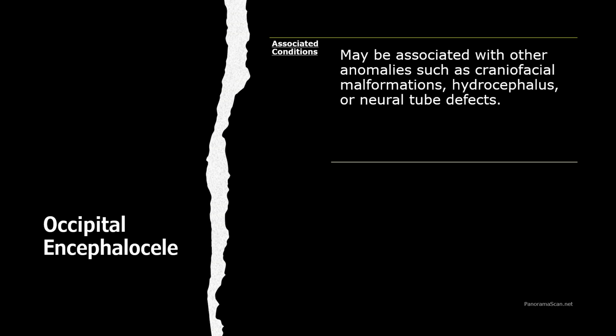skull defect. Hydrocephalus, which is characterized by an abnormal accumulation of cerebrospinal fluid in the brain, leading to increased intracranial pressure and enlarged ventricles. Other neural tube defects, such as spina bifida, which may indicate disruptions in neural tube development. Recognizing these associated conditions is crucial as they can significantly impact prognosis and management decisions.